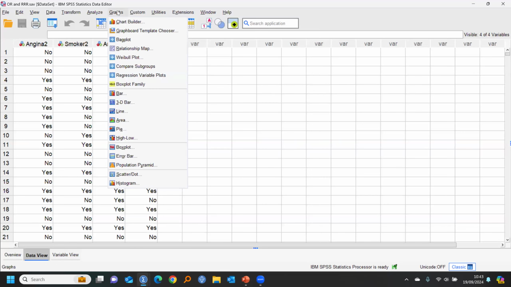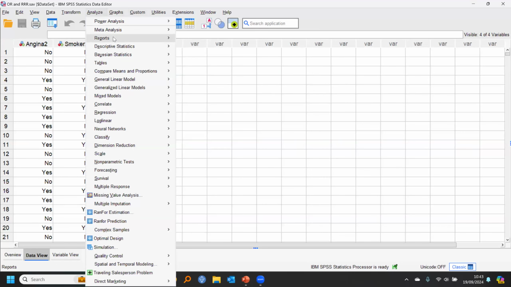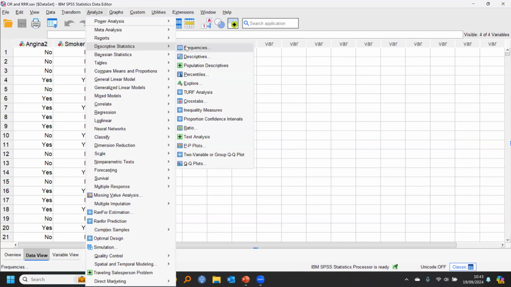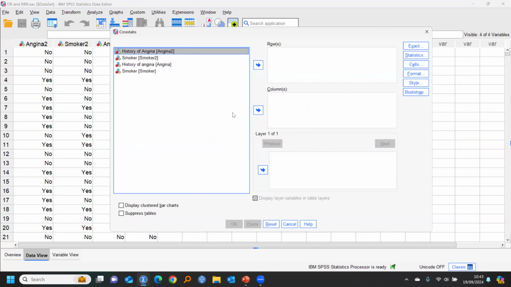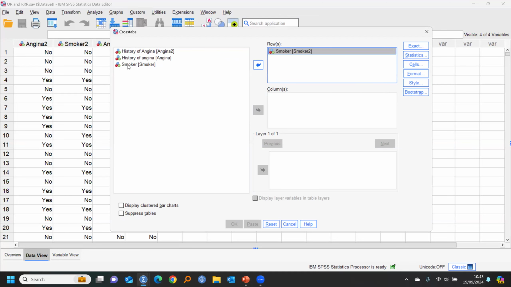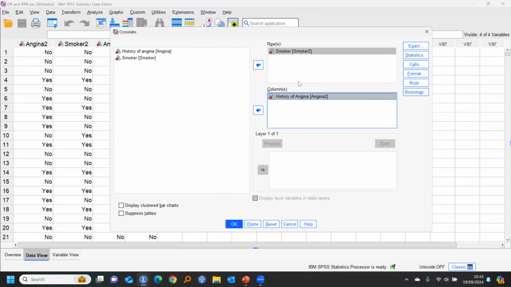So if I go to Analyze, down to Descriptive Statistics, and down to Crosstabs, I'll put this variable here, smoker2, in the rows. And I've got this other variable here, angina2, which I'm putting into the columns. And you notice I've got two copies of these variables here: angina2, smoker, smoker2. It's because I've used recode to shift the categories around, and you'll see why I've done that in a moment.